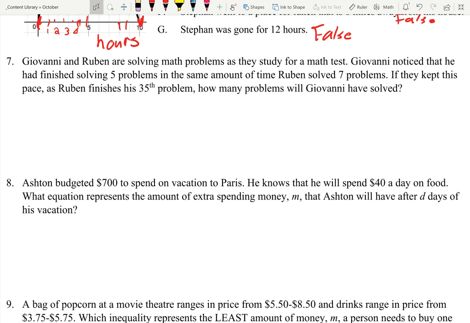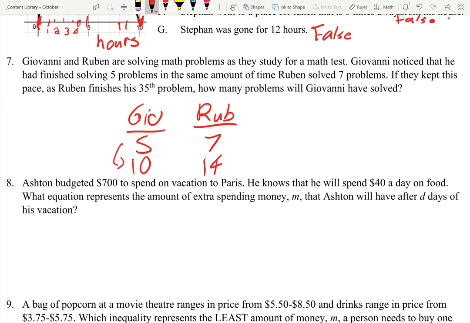So basically, in the period of how many minutes? Oh, it's just the same amount of time. We don't know how long they've been working, but they know that over the same period of time, Gio solved 5 problems when Ruben solved 7. If they keep at the same pace, if they double the amount of time, Gio will be on problem 10 and Ruben will be on problem 14, right? Gio's always going to do 5 problems in that period of time, and Ruben's going to do 7 in that period of time. They're going to continue to go up at the same pace.